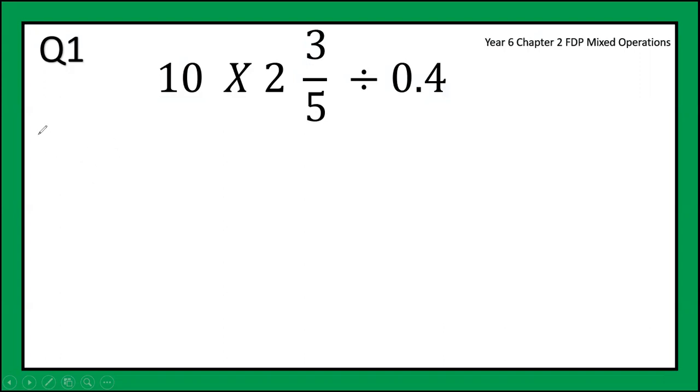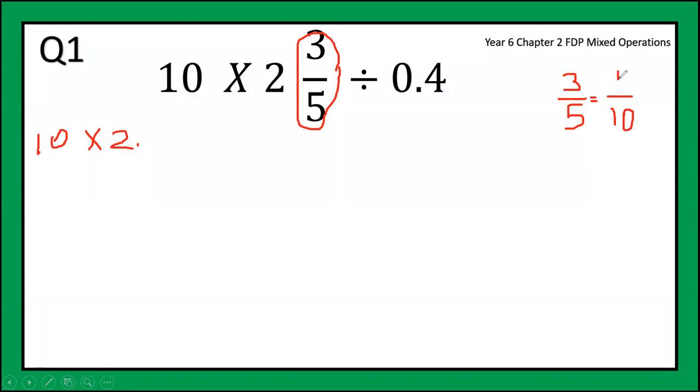So if I want to change this to a decimal, then it's going to be 10 times 2. Now, what is 3 over 5 as a decimal? You can change 3 over 5 to become something over 10. That gives us an easy way to change it into a decimal, and that's 6 over 10. So 6 over 10 is 0.6, so it's 2.6. And then divide by 0.4. Rewrite your number sentence again.